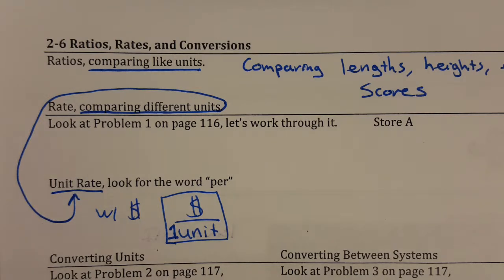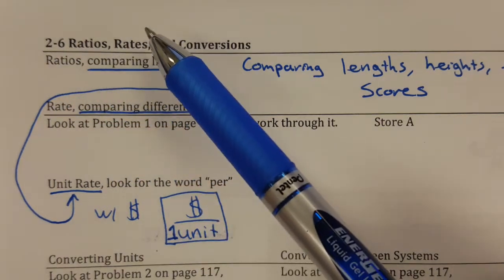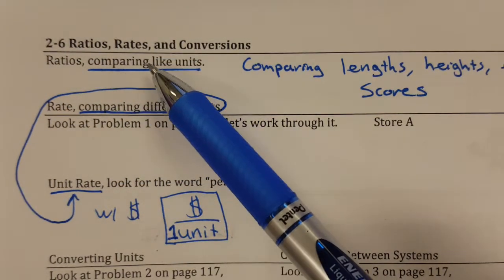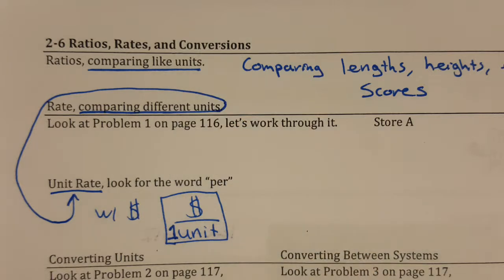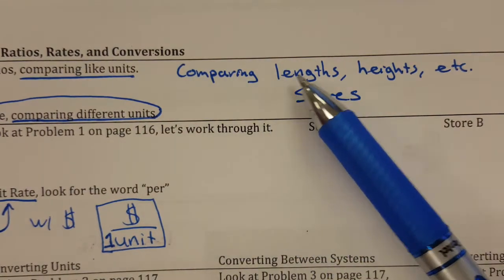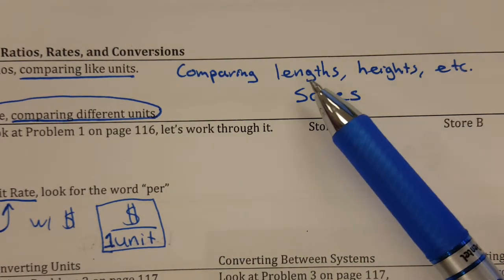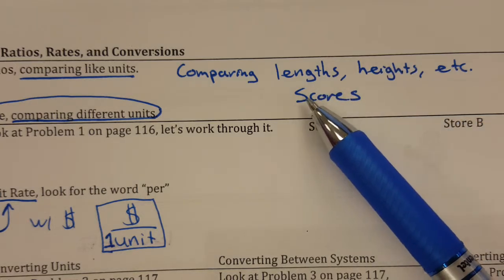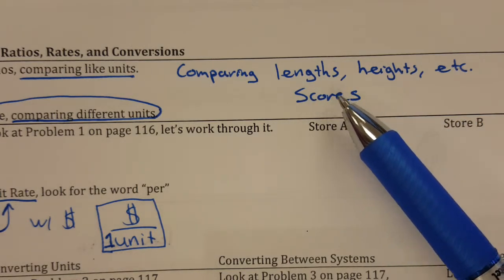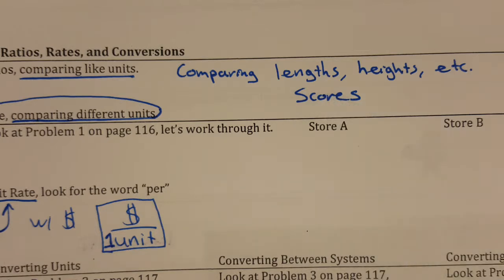Right away, we're not going to do too many ratios in this lesson, but just to tell you the difference between ratios and rates. Ratios are when you're comparing like units, like measurements. So when you're comparing lengths, heights, etc., the same type of measurement. Also scores, like in sports; most often scores are used in ratios.